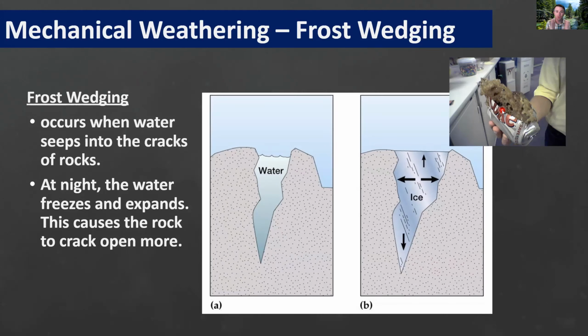And if it happens over and over and over again, that frost wedging, it's kind of like a paper clip where you break it too far, you make it very weak by rubbing it back and forth really fast. So that's one way. It's called frost wedging.